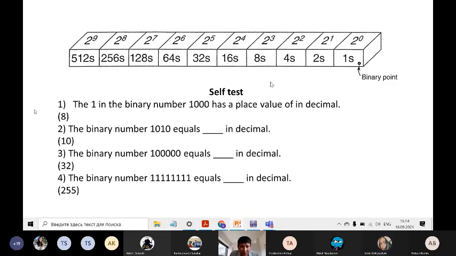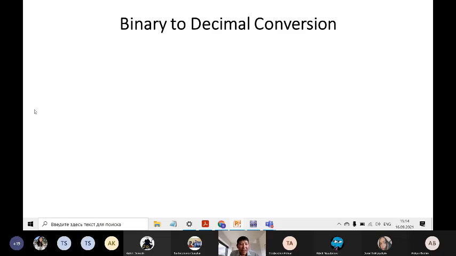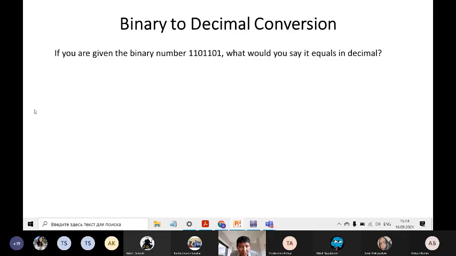Next. So please draw this, but not now. After lecture, when we will do homework, draw in your notebook. So it's very nice diagram. So actually, it is in the book. So binary to decimal conversion. So I think now it is understandable how to convert.